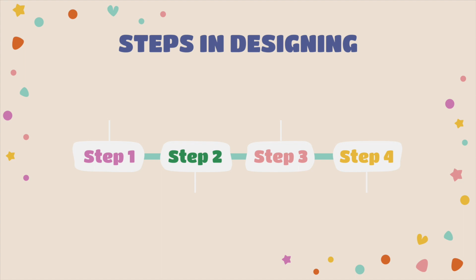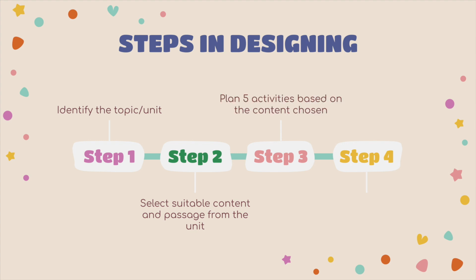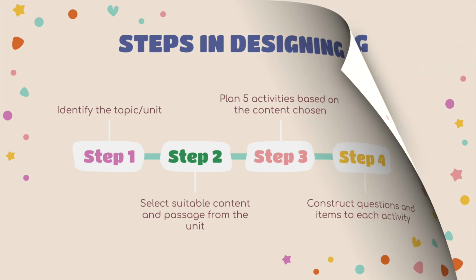There are 4 steps in designing Just a Reading module. The first step is to identify the topic or unit based on one of the textbooks in lower secondary schools. The second step is to select the suitable content and passage from the unit. The third step is to plan 5 activities based on the content chosen. Finally, construct questions and items for each activity.